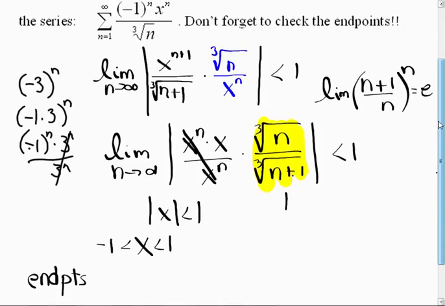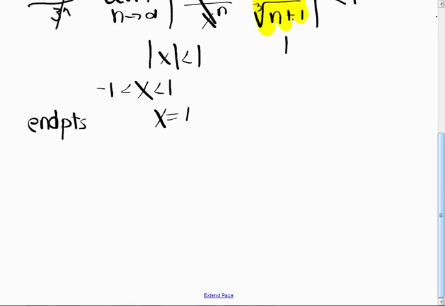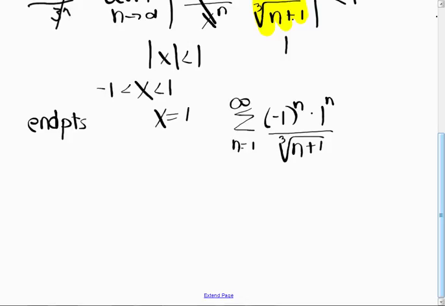So we're going to put in, let's try x equal to 1. And so it was the summation, negative 1 to the n times 1 to the n over the cube root of n plus 1, right? Now you use your convergence test. Oh, I've got it mixed up with the other one. Okay. Well, we know this.